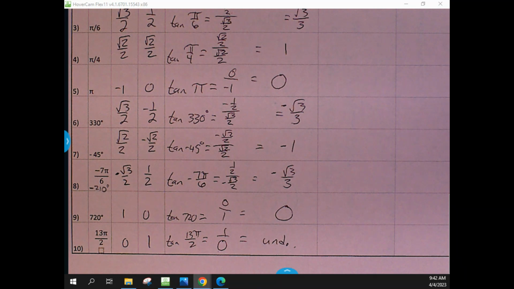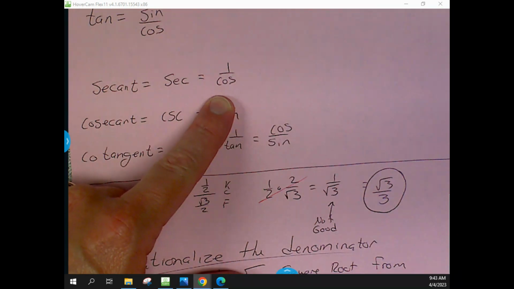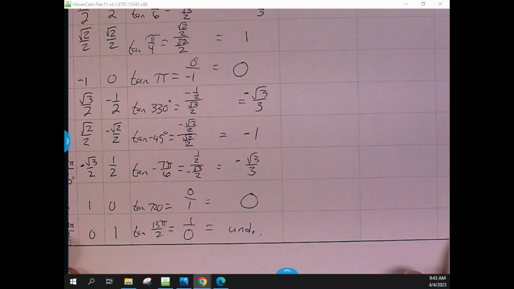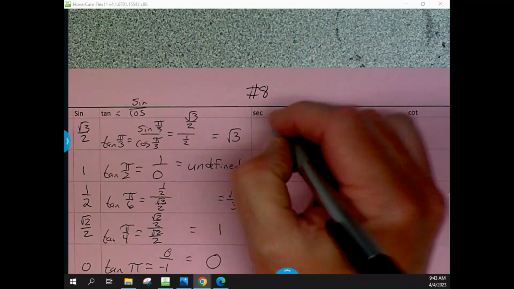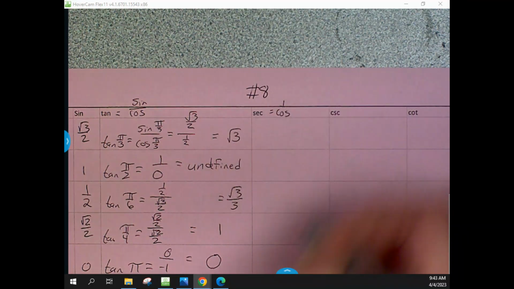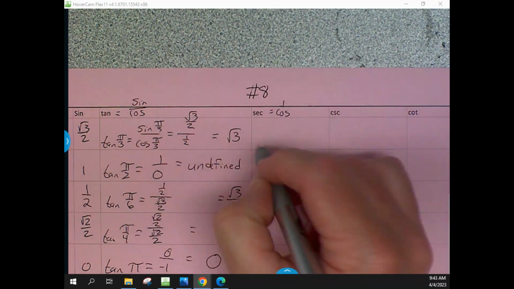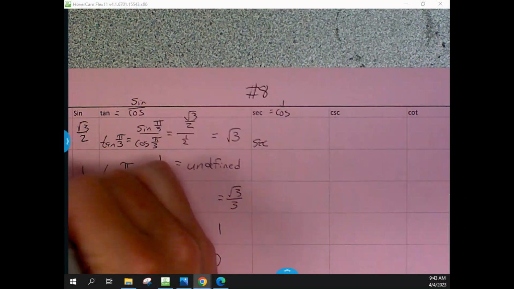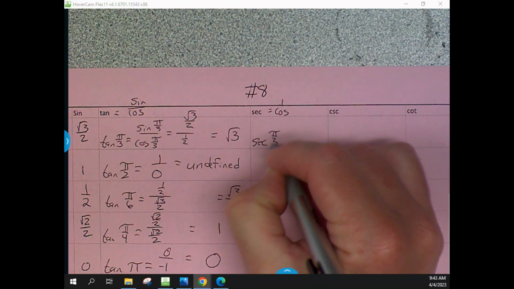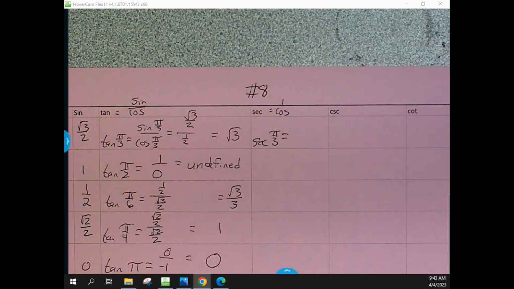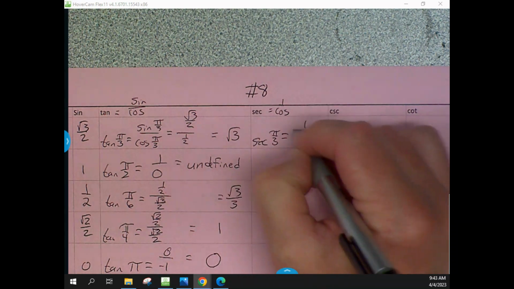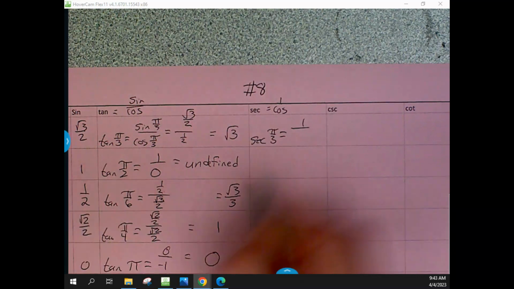Okay, so for secant, we said that secant was, let me flip back over here in the back real quick. Secant is just 1 over cosine. So, Aja, you good now? Okay. So for secant, that's 1 over cosine. If we have to do the secant of pi over 3, that's just 1 over the cosine, which is 1 over 1/2.